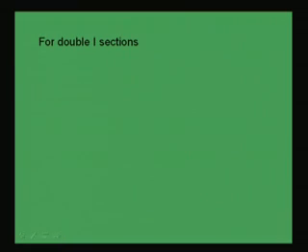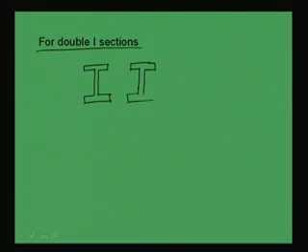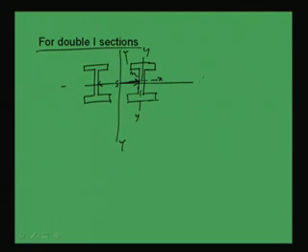Similar spacing can be obtained for the double I section also. Let us see, if we use the double I section, how the spacing should be and how it is calculated. Say we have 2 equal I sections placed like this with a distance of S. So this is Yy and this is Xx, and this is capital Y and capital X. Now let us make S the center to center distance.